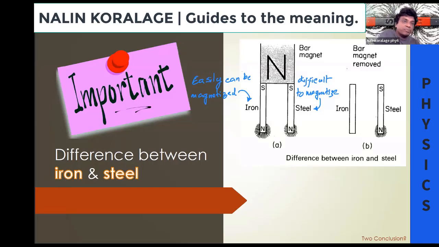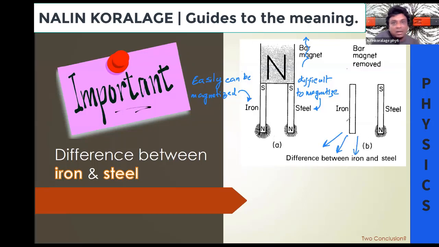At the same time, once that part is done, we're going to remove that bar magnet. We're going to take that bar magnet away from the iron rod and the steel rod. So now iron and steel are left alone. In that case, what's going to happen is obvious. Almost all the iron filings which got attracted to the iron are going to fall off. They're going to fall. Why?